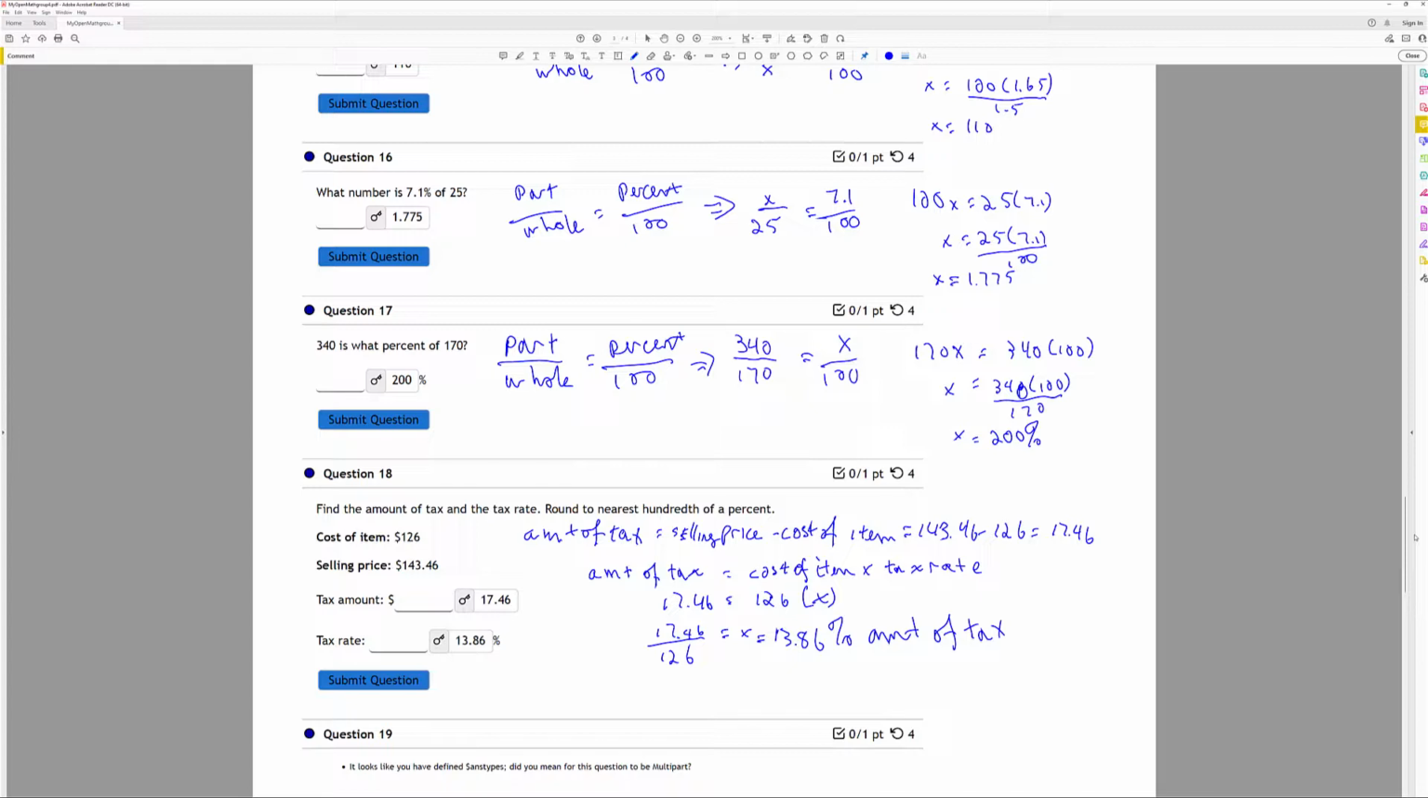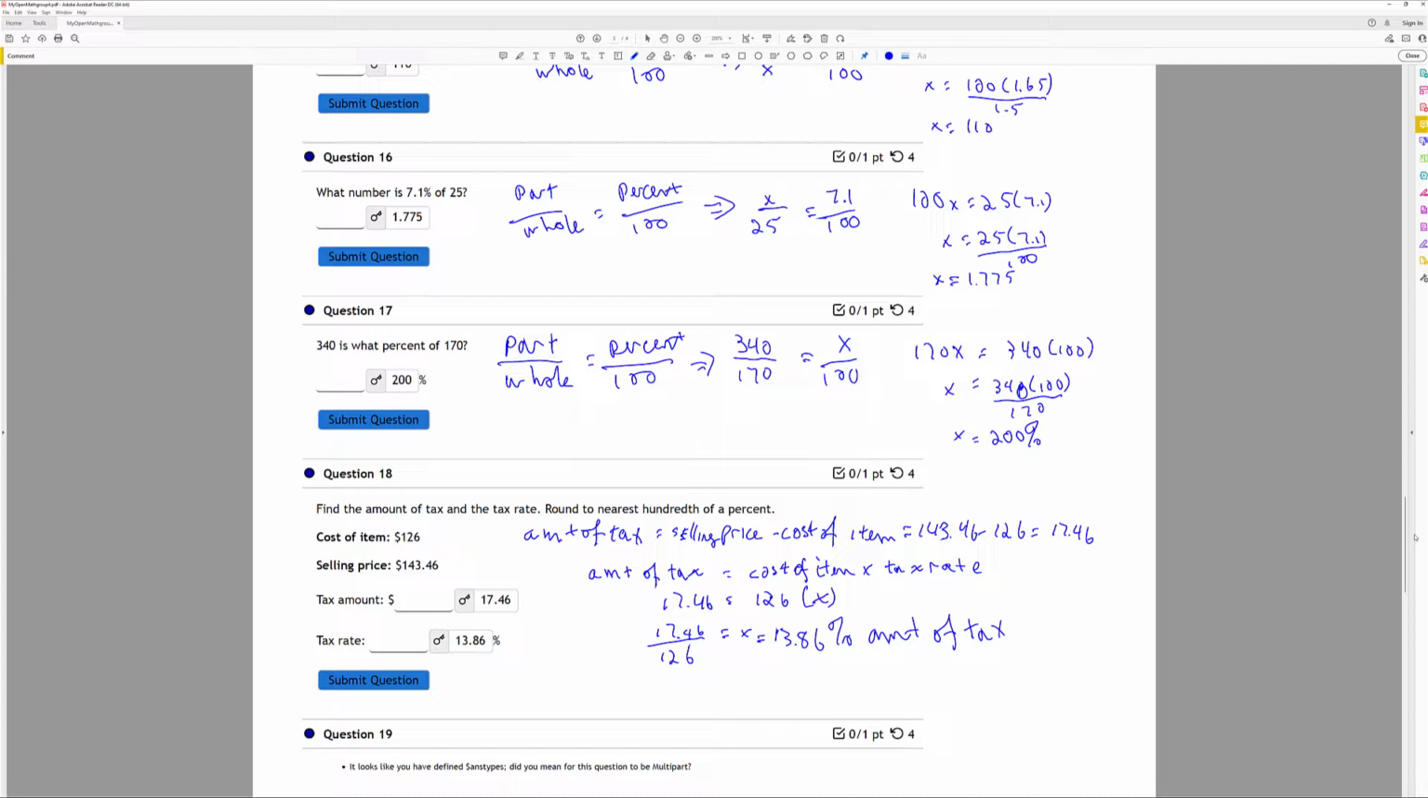Question 18. Find the amount of tax and the tax rate, round to the nearest hundredth of a percent. What we're given is the cost of the item and the selling price. So the amount of tax is going to be the difference, which is 17.46.